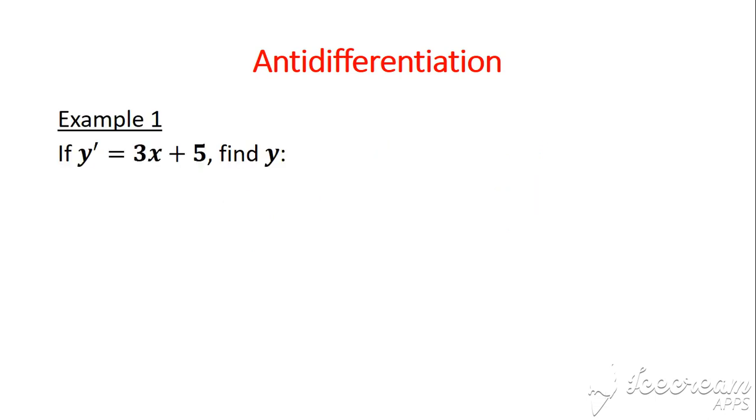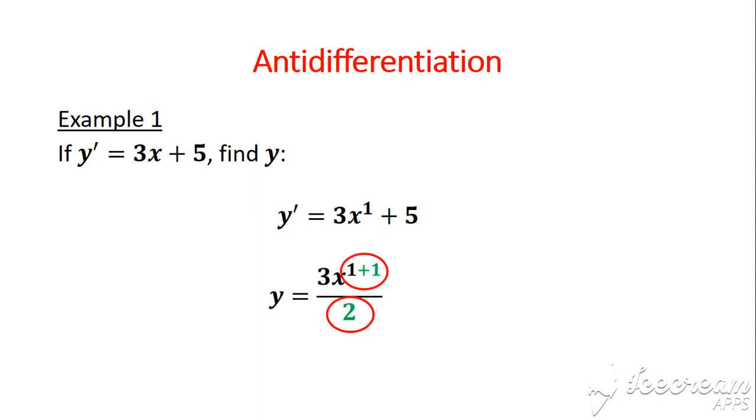Right, with all those rules in mind, let's go through a couple of examples. Here's example 1. If y dash, the gradient rule, is 3x plus 5, you need to find y. So let's start off with the 3x. We're going to add 1 to the power. It is already a power of 1, so when we add 1 to the power, we get x to the power of 2. And we must divide by 2, which is our new power.